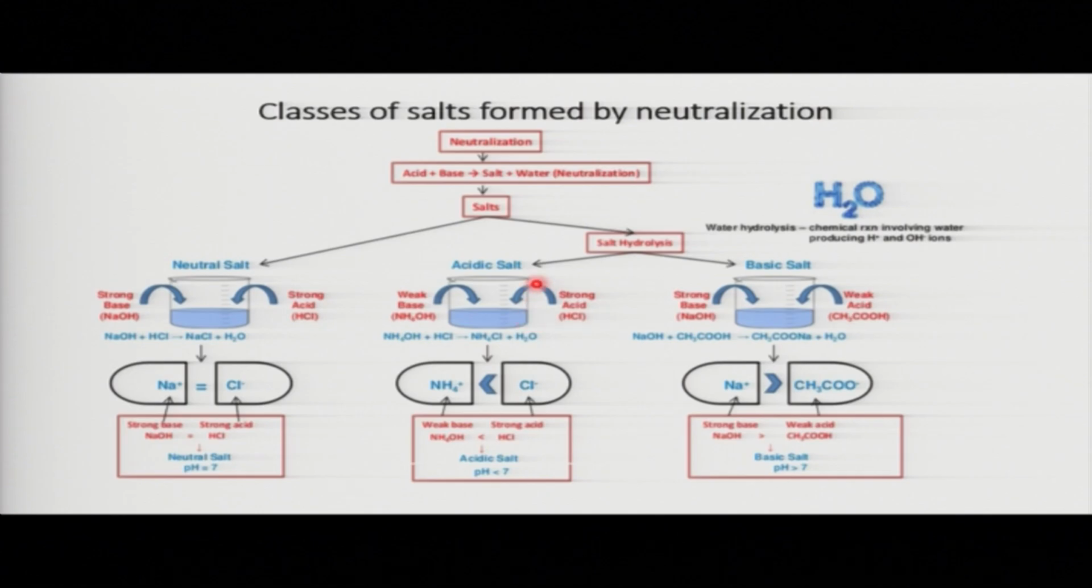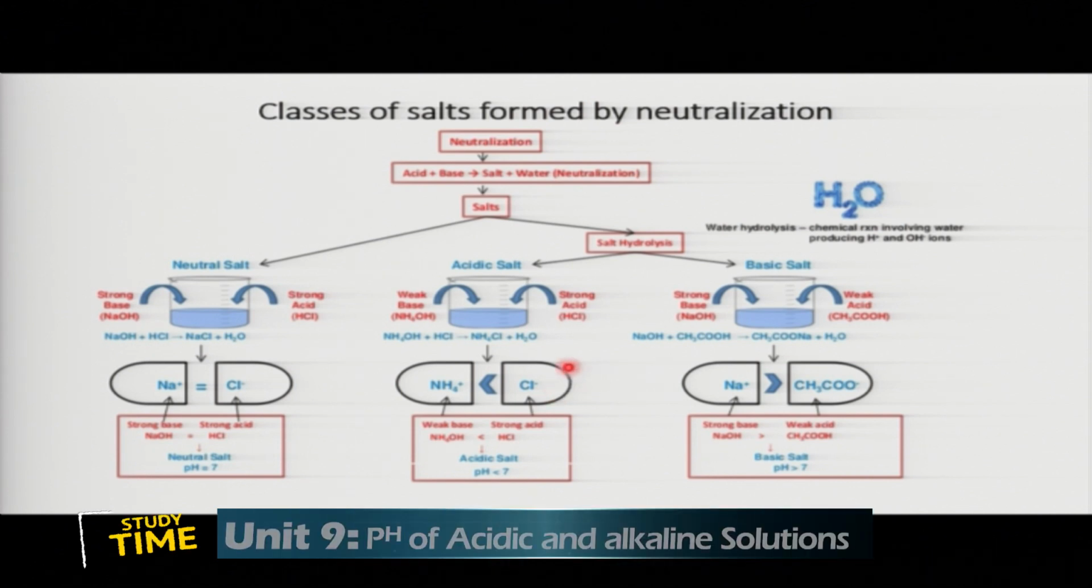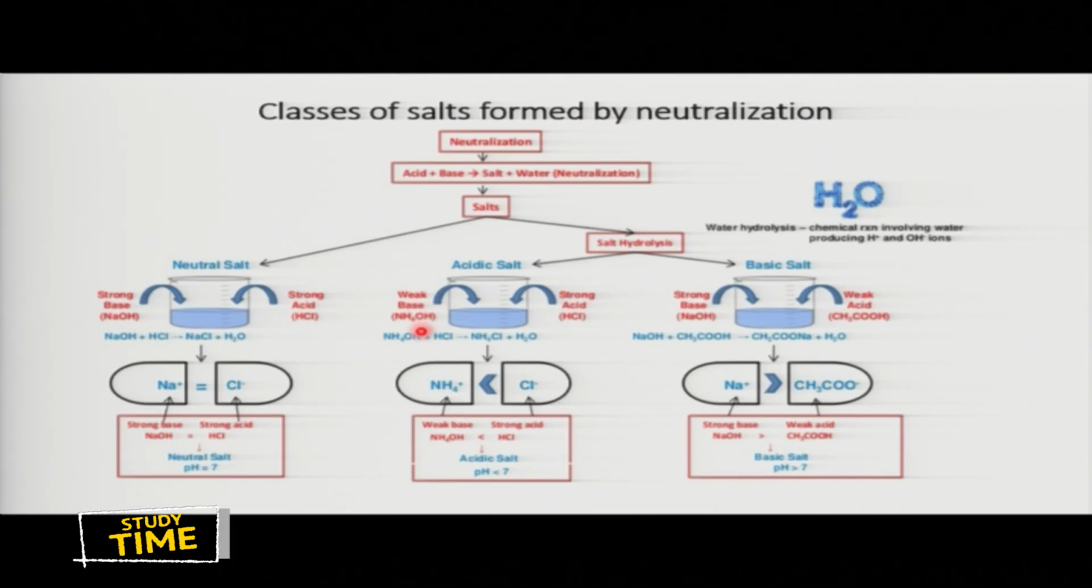Then we also have acidic salts. These come from a weak base and a strong acid. An example here is ammonium chloride. As we noticed, it is acidic because it comes from a weak base, ammonium hydroxide, and a strong acid, HCl. So its pH is less than 7.